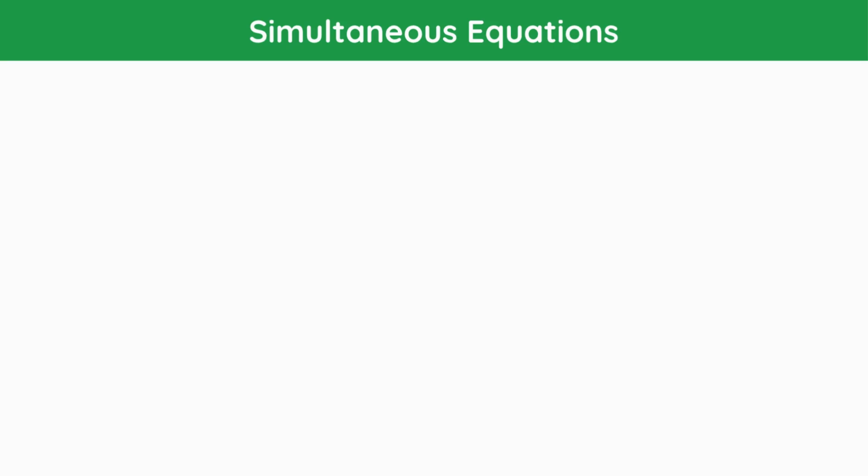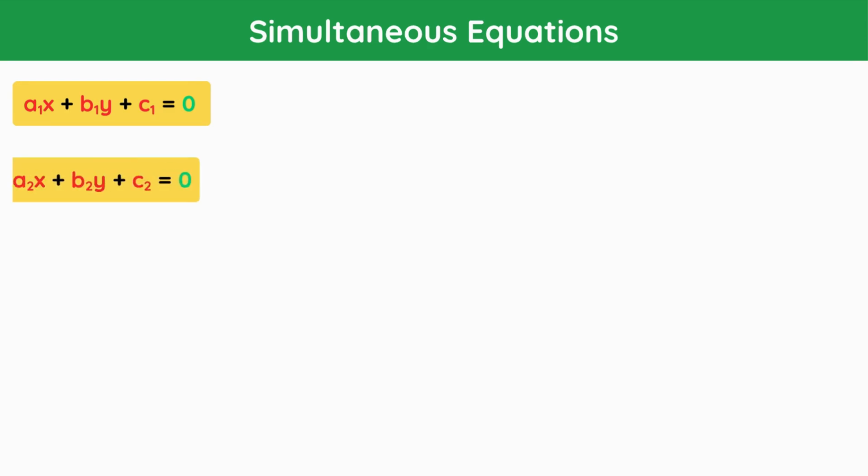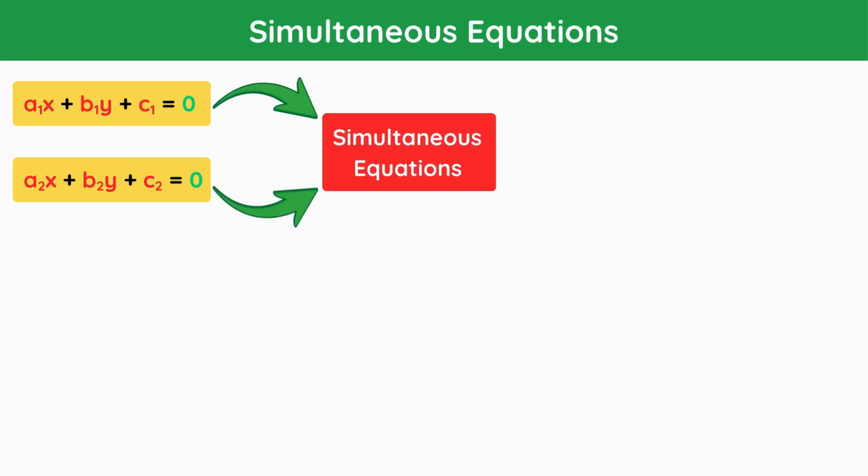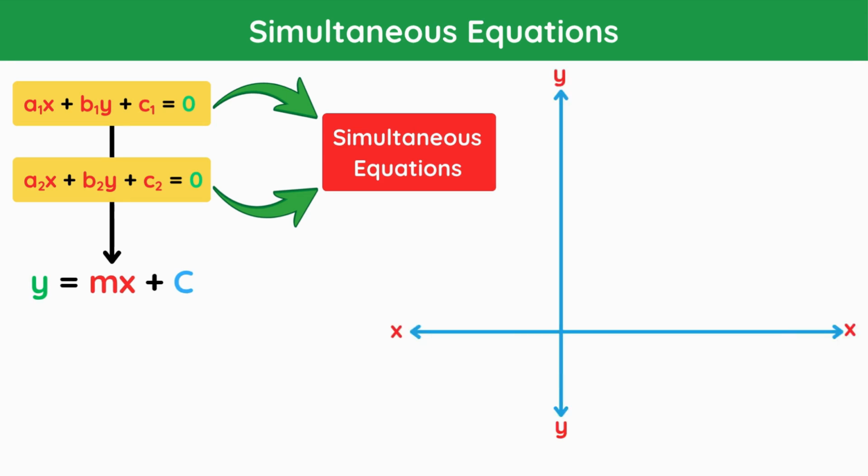Whenever we are given two equations, something like a1x plus b1y plus c1 equals 0 and a2x plus b2y plus c2 equals 0, these are called simultaneous equations. Now if you rearrange both these equations into the form y equals mx plus c, then each equation represents a straight line on a graph.